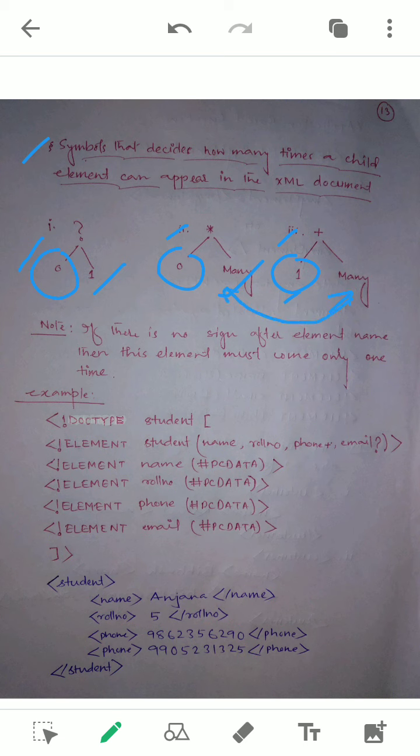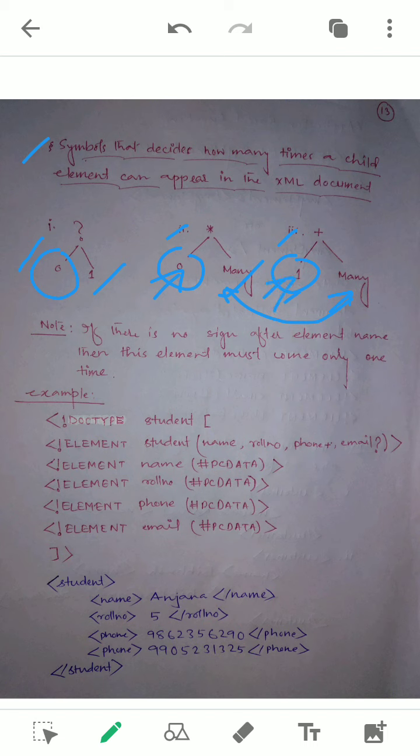Remember these two, we have to make a relation. First you see star: many, it may come. Here it is plus: it may also come many times. But in case of star, it may not come, 0 times, whereas with plus sign, it must come one time. So remember this one.